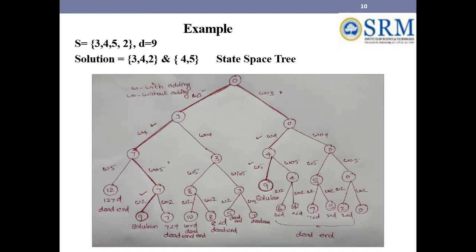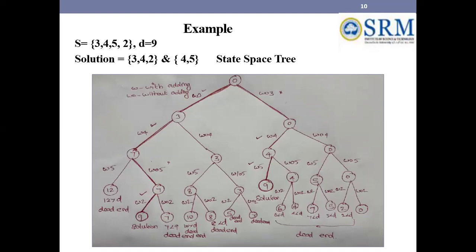Next, take 7, with adding 2. With adding 2, we are getting 9, which is equal to target 9. So for the fourth level, we are taking the element 2, and adding it with the node value. If it is greater than target, it is a dead end. If it is equal to target, there is a solution. See the nodes in the leaf, either dead end or solution. Now we got 9, one solution.